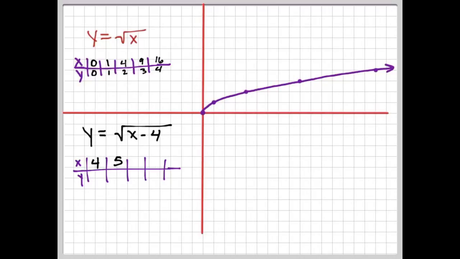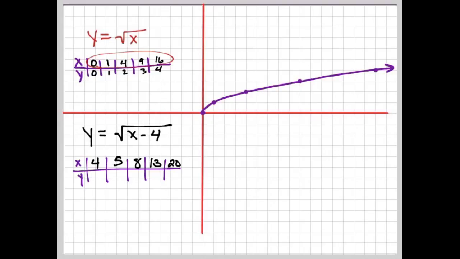But we're not moving 2, we're moving 4 right 4 units. That would put it at 8. And moving 9 right 4 units put it at 13. Moving 16 right 4 units, we'll put it at 20. So basically we're taking our original x values up here and we're adding 4 to each of them.